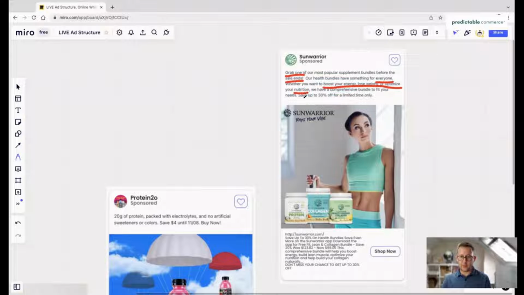And then the action part of it is going back to the start here, and they're talking again about the fact you can save 30% for a limited time. So they've really used that.